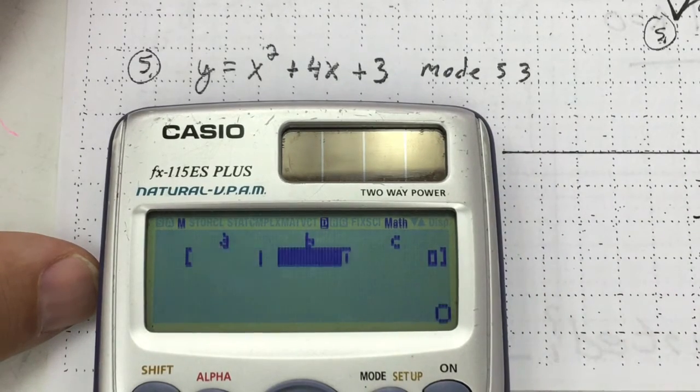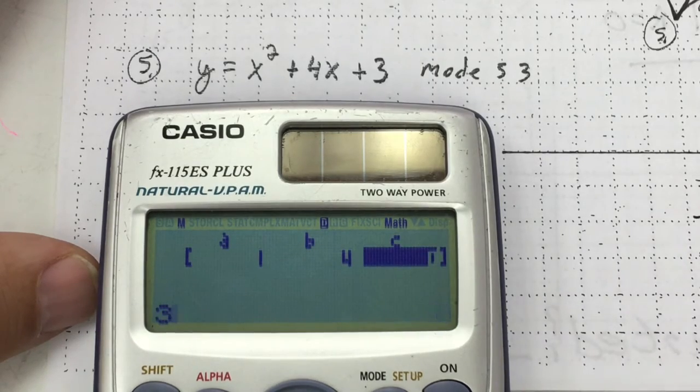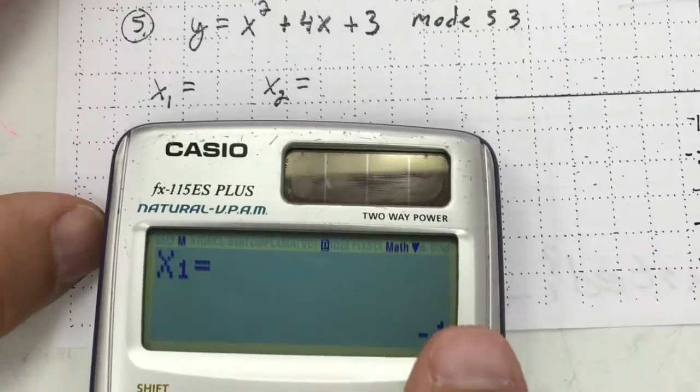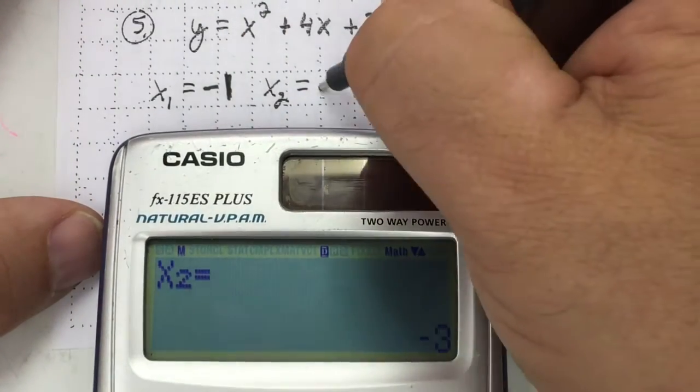So I have a coefficient of 1x squared, then a coefficient of 4x, and then a constant of 3. I hit equals, and it gives me x-intercepts. One of the x-intercepts is negative 1. Another x-intercept is negative 3, so I can graph those.